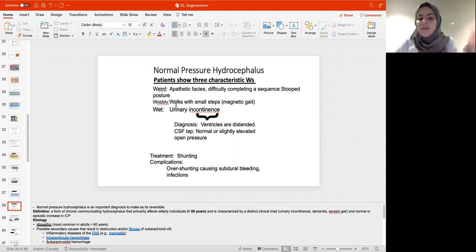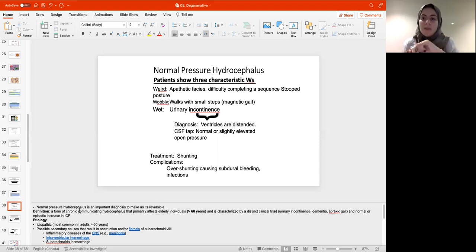So that's what happens basically in normal pressure hydrocephalus. They have chronic communicating hydrocephalus where they're unable to absorb the CSF. So basically CSF accumulates in the entire space of the brain, surrounding the brain, so the ventricles and between the sulci. You would expect them to have high pressure, okay? But they have normal pressure because the ventricles compensate, okay? So they become dilated to hold all the extra CSF.